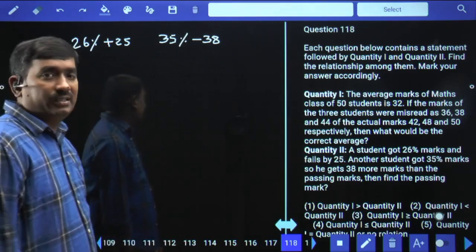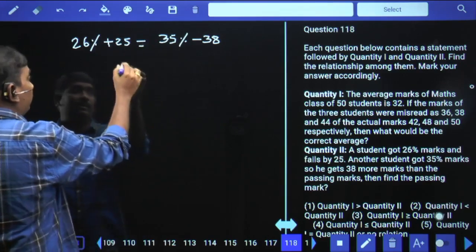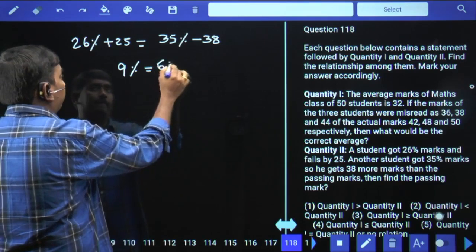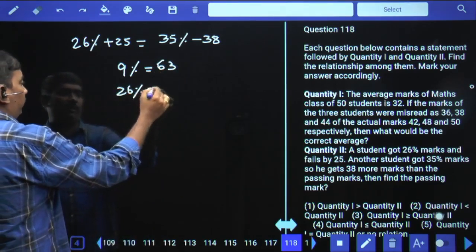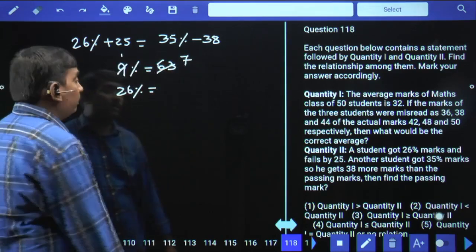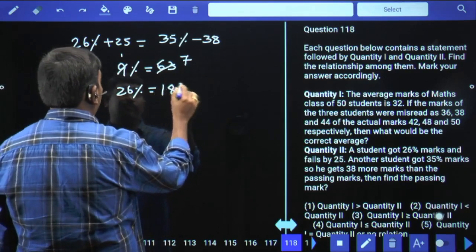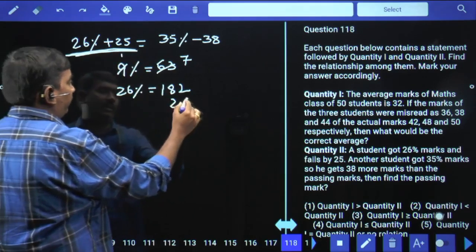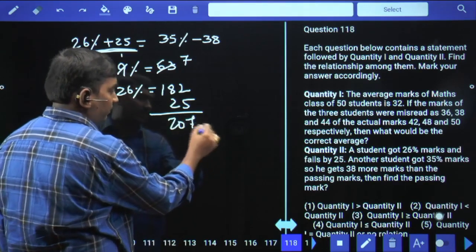Then find the passing mark. Both are pass marks, so both are equal. 35 minus 26, 9% is equal to 63. Then 26% is equal to 9 times 7. 26 sevens are 140 plus 7 sixes are 42, that is 182. Passing marks means 26% plus 25, so 182 plus 25, nothing but 207 are the pass marks.